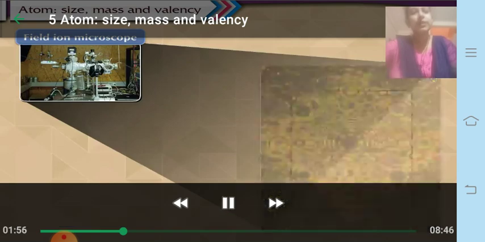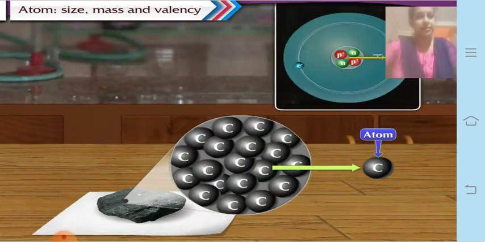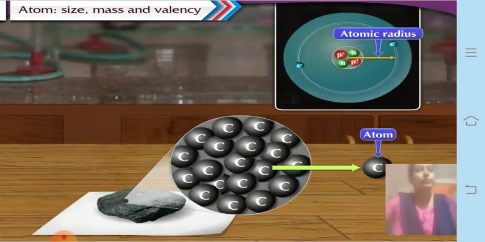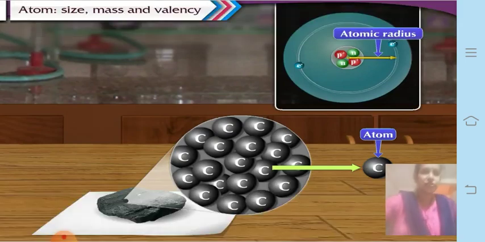Fine. Now, what is the size? The size of the atom is determined by its radius, which can be found out from the nucleus. The distance between the nucleus and the outermost shell is called the atomic radius. There are certain instruments for measuring this atomic radius. So depending on that distance, we can find out the atomic radius.